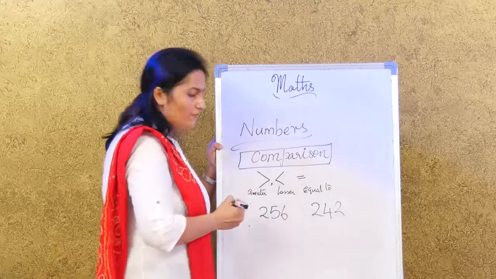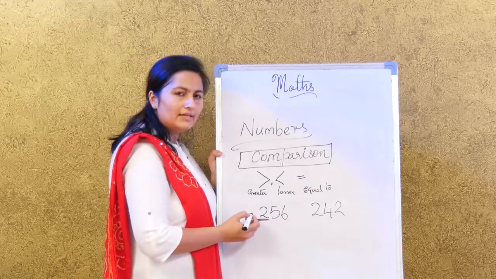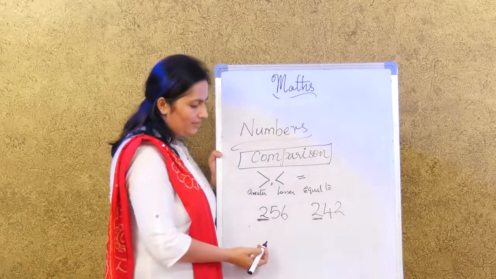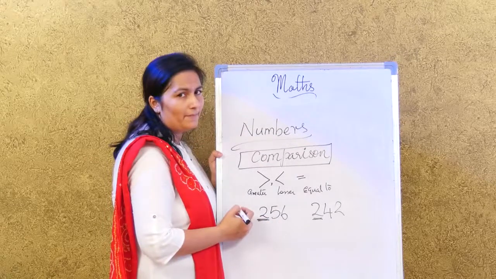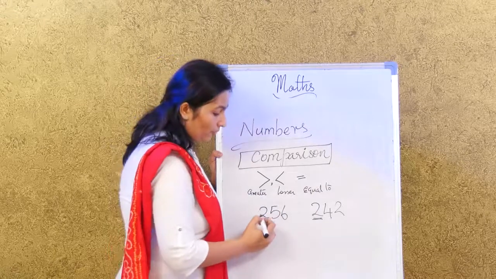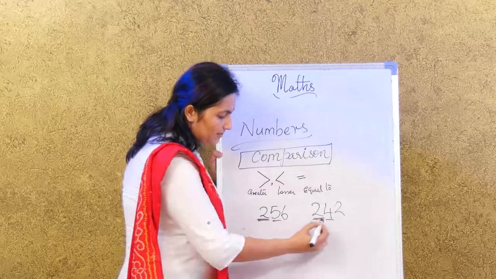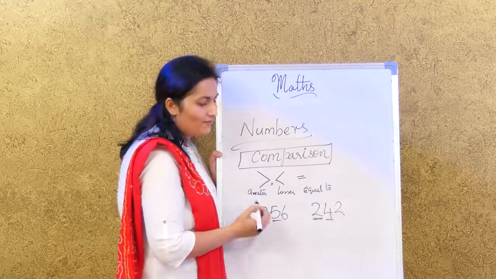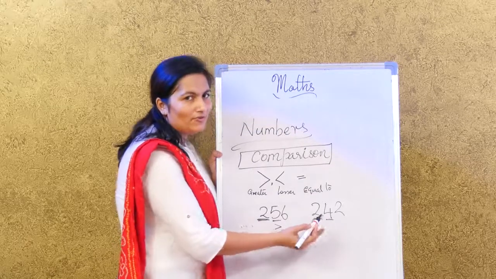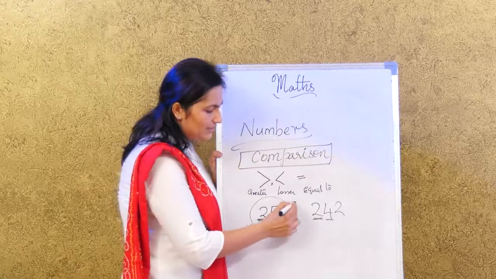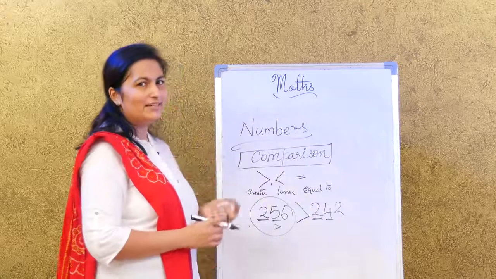For that, first we will take a look at the hundreds. Okay, hundreds, it is the same thing here. Then we move on to the tens. So that is how we go. First we take the hundreds and then we go on to the tens. So in this we got the answer: 5 is greater than 4. So, we got our answer, 256 is greater than 242. Did you learn how to do it?